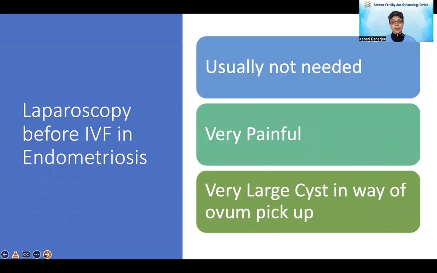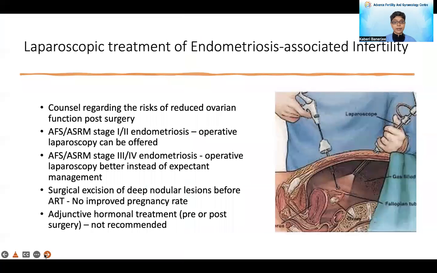Now, before IVF, if we have decided, say, for example, severe male factor, we have decided for IVF in a case of endometriosis, laparoscopy is usually not needed. However, if there is a huge amount of pain associated, or there's a large cyst that is coming in the way of egg pickup, then we can proceed with laparoscopy before IVF.